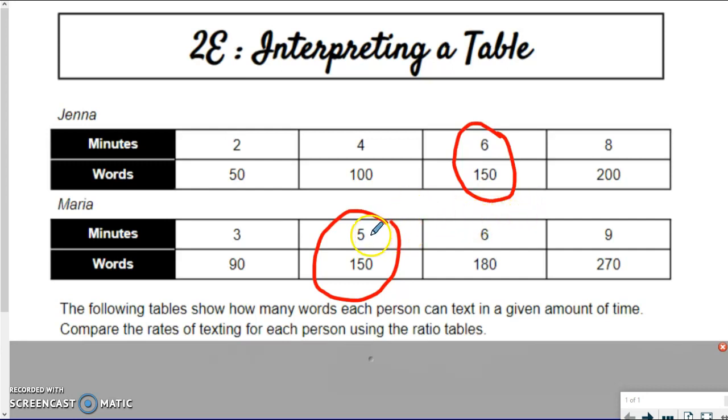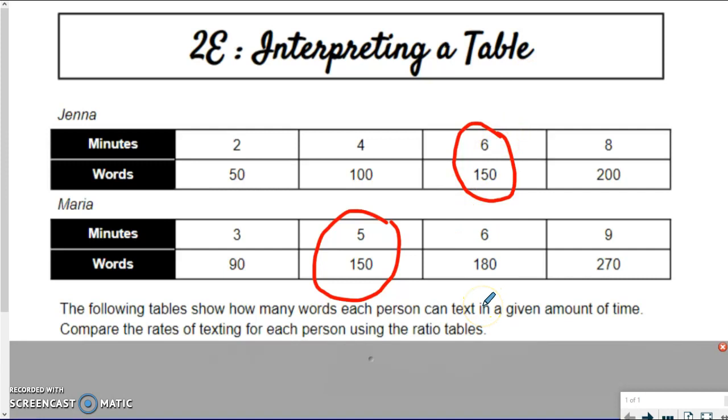If I look at Maria's, she only takes 5 minutes to text 150 words, whereas Jenna takes 6 minutes to text 150 words. So it means that Jenna takes longer to text the same amount of words that Maria can do in a shorter amount of time. So that means Maria can text that many words faster than Jenna. So again, Maria texts more words per minute. That's another way you could explain it: when they have the same amount of words, it takes Maria less time to text those words than it takes Jenna.